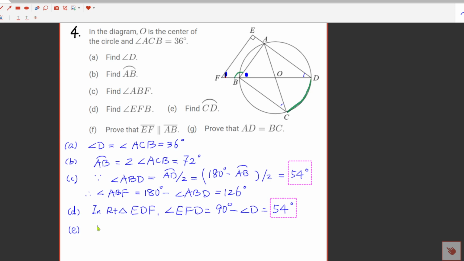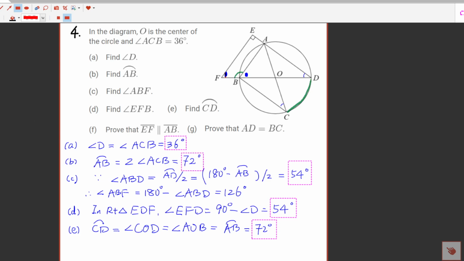So in that question, we need to find arc CD, right? Arc CD is simply the central angle COD, right? And that is angle AOB because they are vertical angles, which equals the measure of arc AB. We already solved arc AB, which is 72 degrees, right? So arc CD is also 72 degrees.